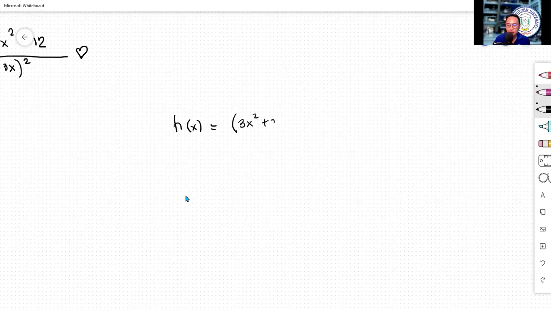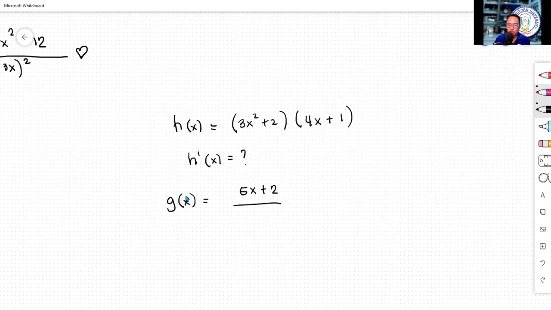3x squared plus 2, 4x plus 1. And then find the first derivative. And the second function is 5x plus 2 over 3x squared minus 1. Go. 5 to 7 minutes. I want you to solve these two things here. Just a sort of practice. Go.